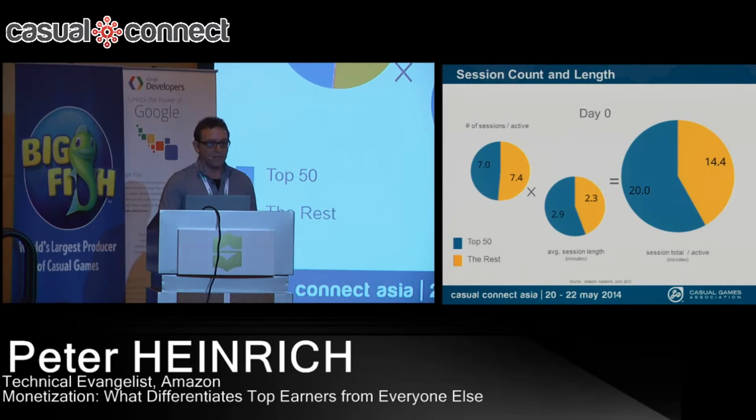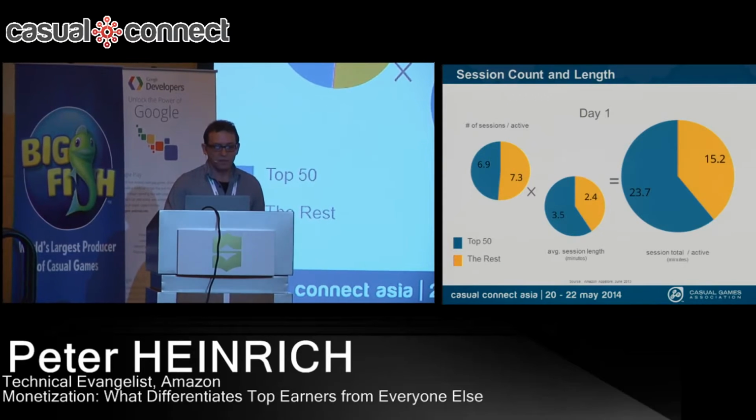So the blue is the top 50, the orange is everybody else, and you can see that the average session length, this big pie in the center, is slightly longer for the top 50. Strangely, the number of sessions is actually greater for everybody else, but the longer session length outweighs that over time. So on day 0, which is the day of installation, we see an immediate weight towards the top 50 over the rest of the developers for overall session length and count.